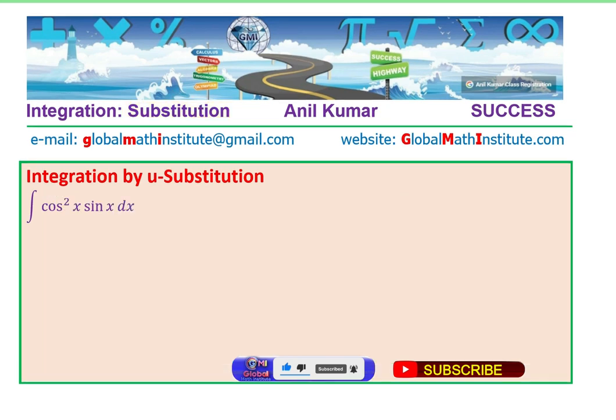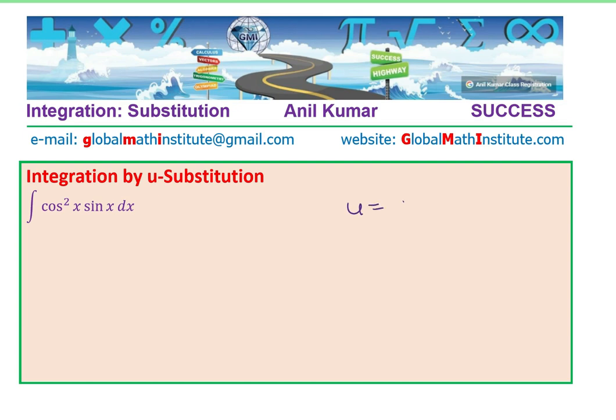We have integral of cos square x sin x dx. So in this particular case, as we decided, we'll substitute u as cos x. So du is going to be minus sin x dx. So now we can rewrite the integral, which is cos square x sin x dx.